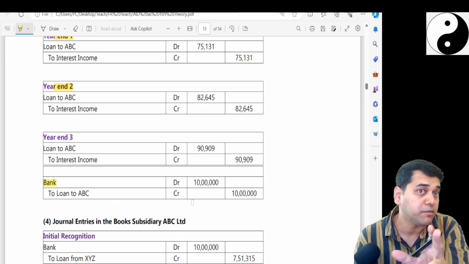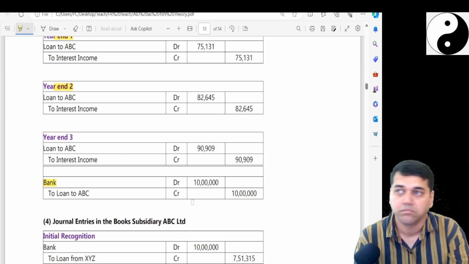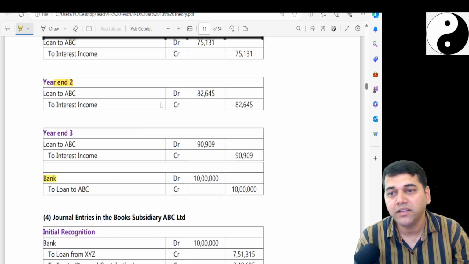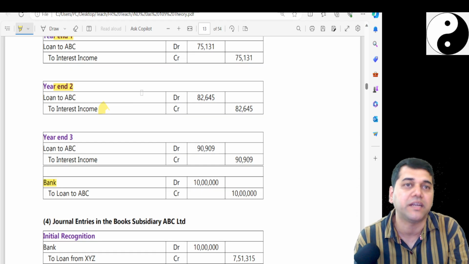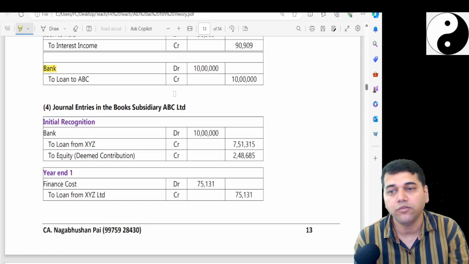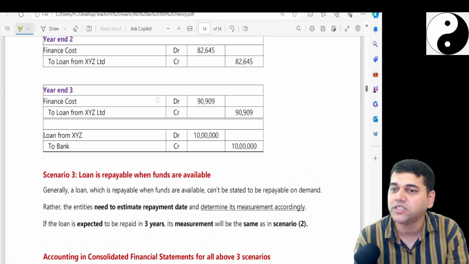Similar entries, see, for 8 marks, how many entries we need to spend time on, but no choice with the narration. But here, interest income, in brackets only, write P&L. Apply your judgment. Now the initial recognition reverse entry I'll pass, year end finance cost, finance cost, finance cost and payment.